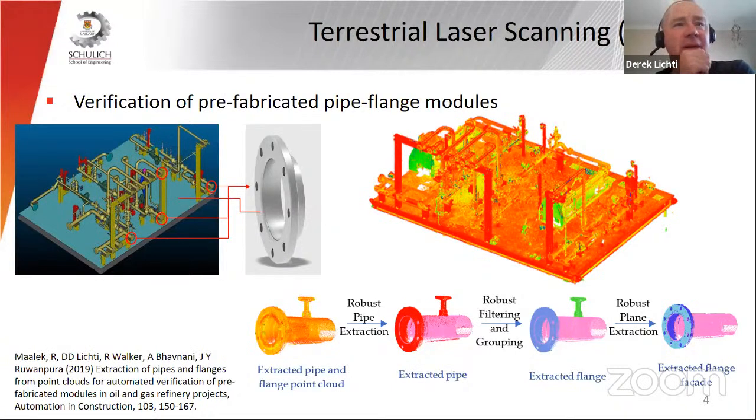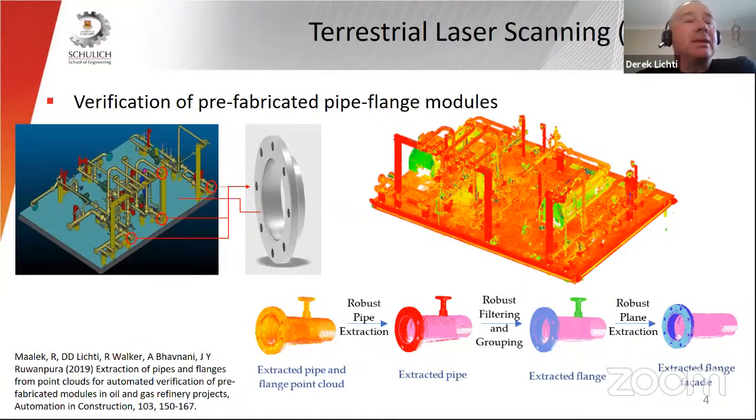And the problem here is this. So we have shown in the CAD model on the top left, a prefabricated pipe and flange module. So this is an assembly that would be constructed at a works yard and then shipped to a site where oil is going to be refined from the Alberta oil sands.